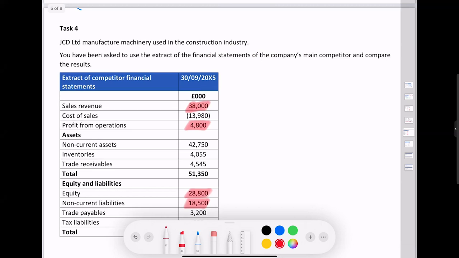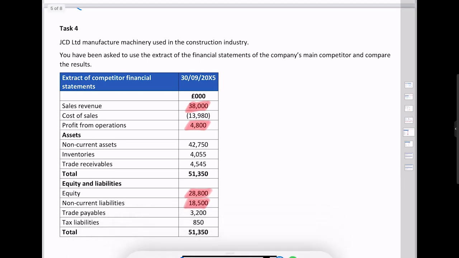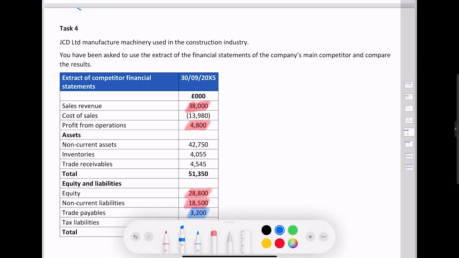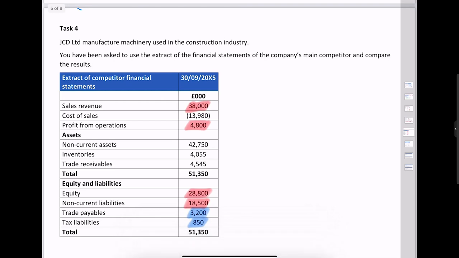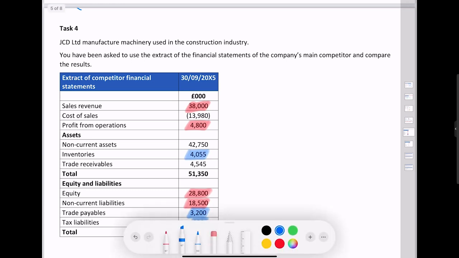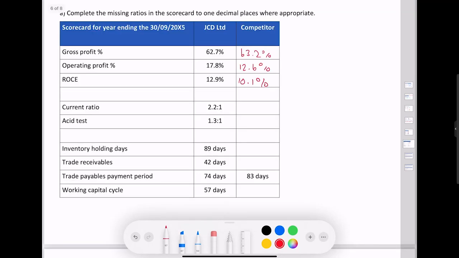Current ratio, your current assets over current liabilities. So your current liabilities here, we've got again, trade payables and tax liability. Current assets, we have inventory and trade receivables. And that calculates to being 2.1 over 1.